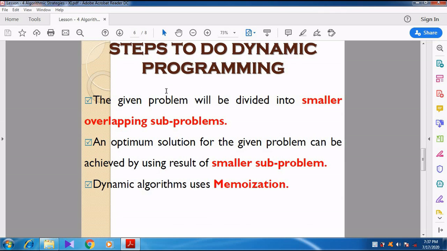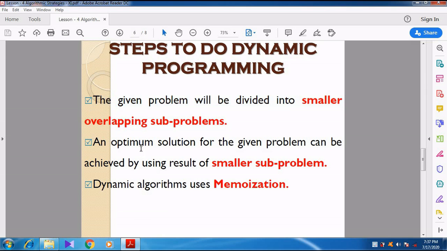Now we are going to discuss the steps to do dynamic programming. There are 3 steps. The given problem will be divided into smaller overlapping subproblems. So we always want to use the divide and conquer approach. We should not take the bigger problem; we should convert the bigger problem into smaller ones.